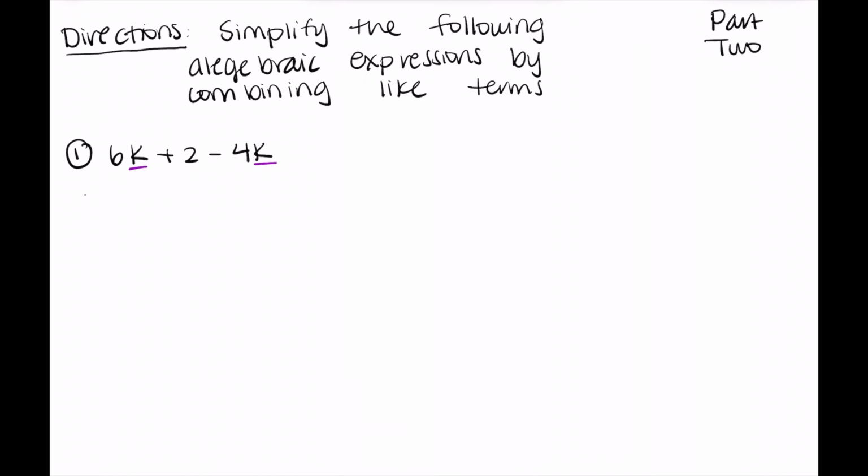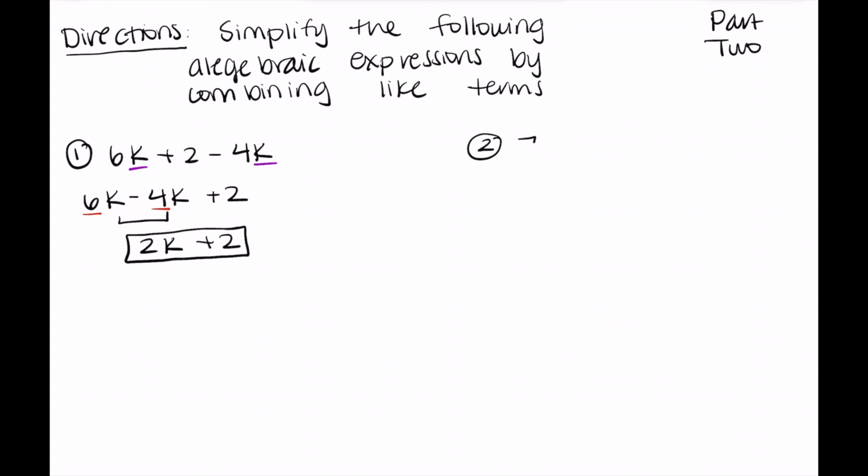Looking at number 1, we have 6k plus 2 minus 4k. Now we have two terms here with the same variable, 6k and 4k. So I will rearrange this and put them next to each other so we can combine them. When we do 6k minus 4k, all we're looking at is its coefficient. So we'll look at the 6 and the 4. 6 minus 4, that gives us 2. So 6k minus 4k gives us 2k, and then the constant just comes along. So the answer for number 1 would be 2k plus 2.